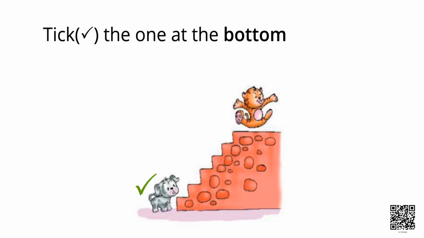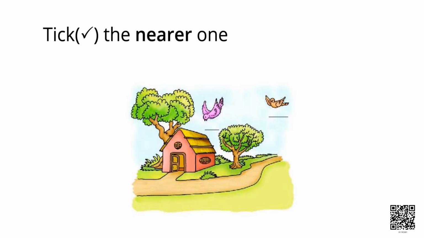Okay, ma'am. Now look at this picture, dear children. Okay, children, what do you see in the picture? A hut, 2 trees and 2 birds. Very good, dear children. So now think, which bird is nearer to the hut? Is it the pink bird or is it the orange bird? Think. Pink? Yes, you're right. The pink bird is nearer to the house. And which is the farther bird?